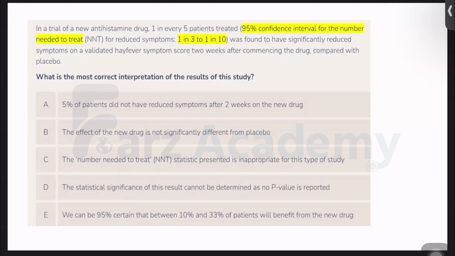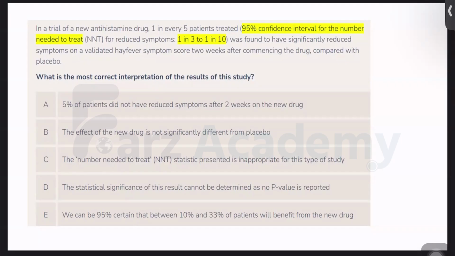Right? Here a test is properly done and it is telling you about the confidence interval. That means what? It is following a particular distribution. It is following a particular population mean, and that is why you're able to get that 95% confidence interval. If the study was not significant, they would not have commented on the confidence interval.